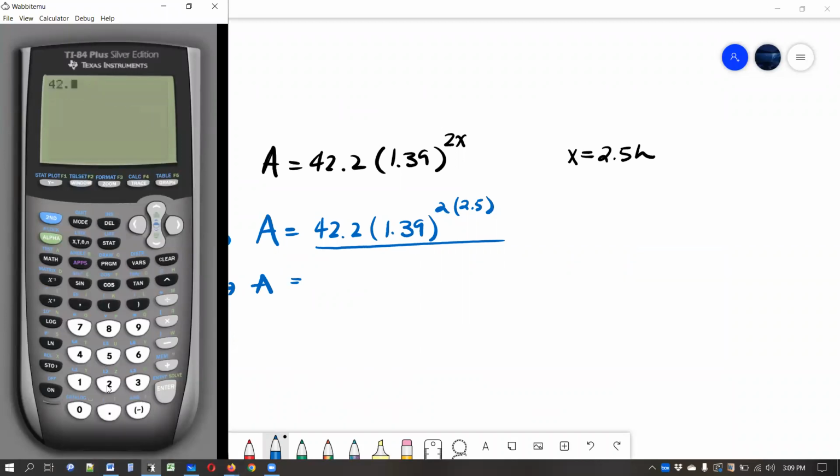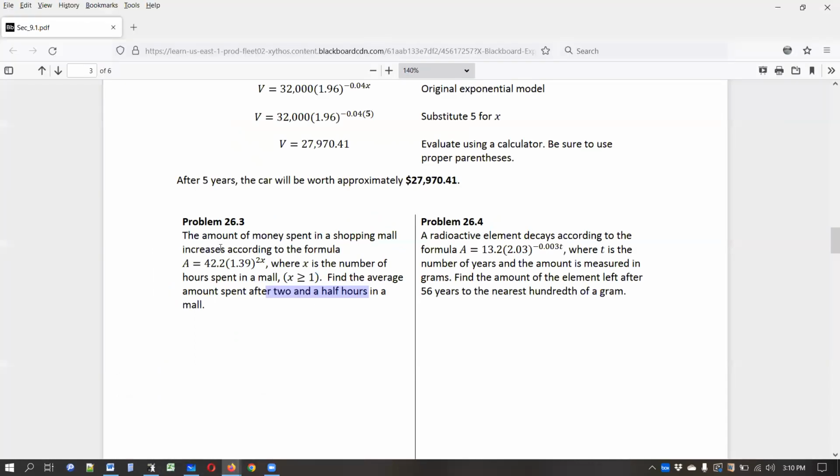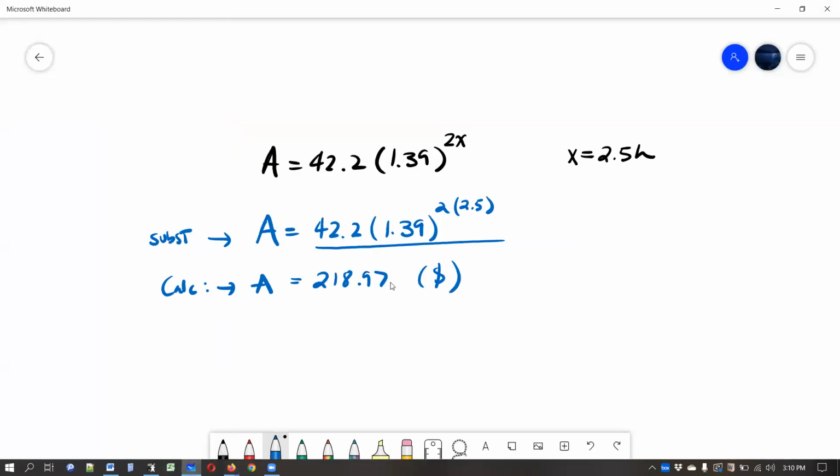So 42.2 times 1.39 raised to, maybe we better put the parentheses just to make sure, 2 times 2.5. It's very easy to make a mistake in these problems, so we suggest that you are very, very careful with this. So the answer we get is 218.97. And obviously this is dollar amount. So this is $218.97 approximately.